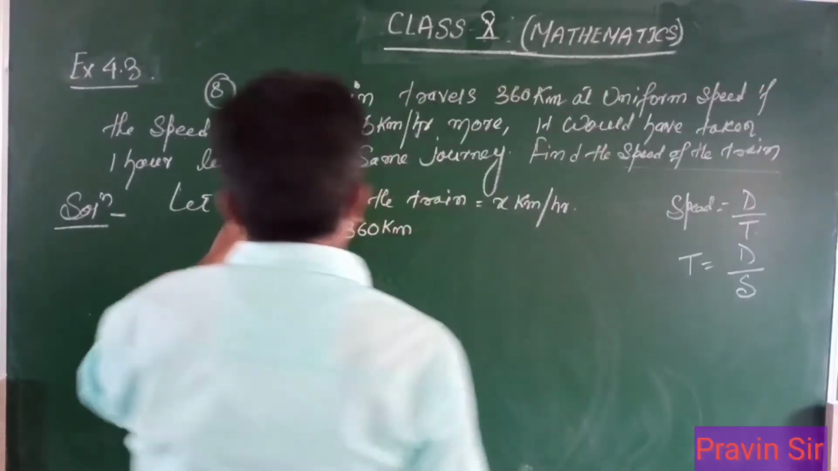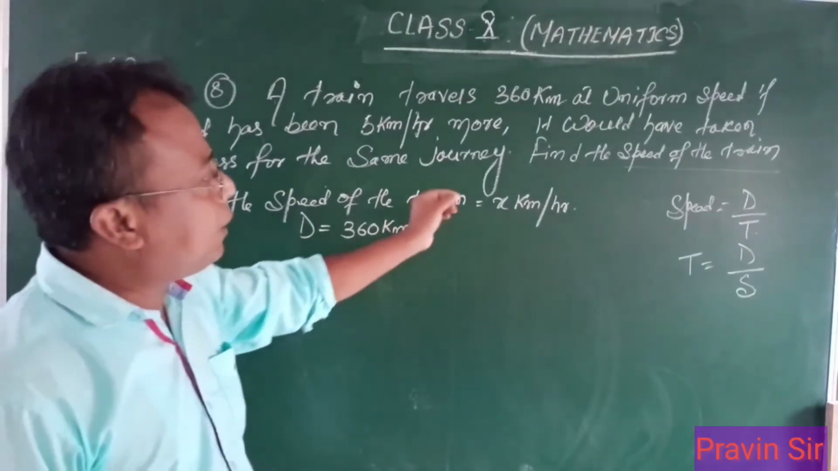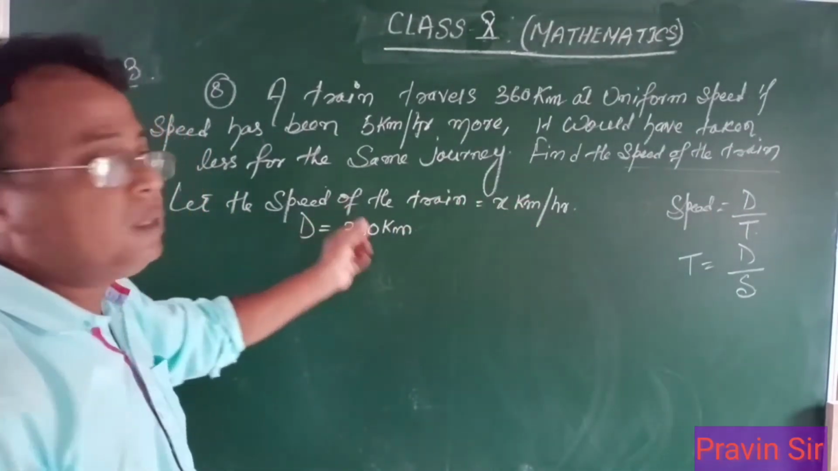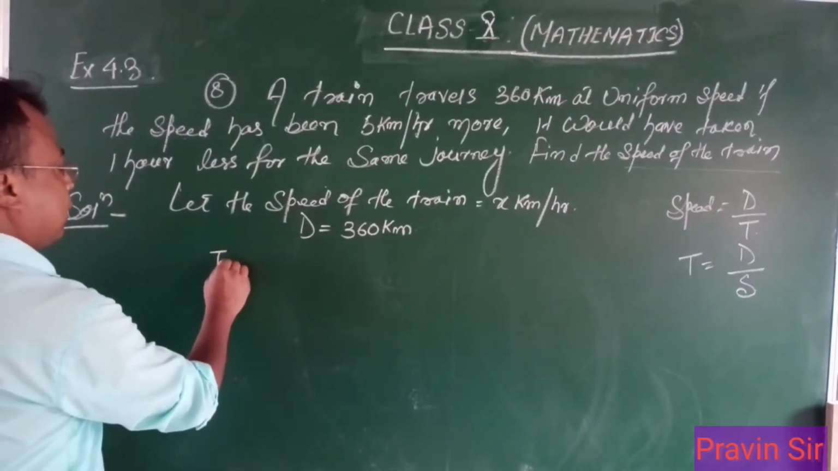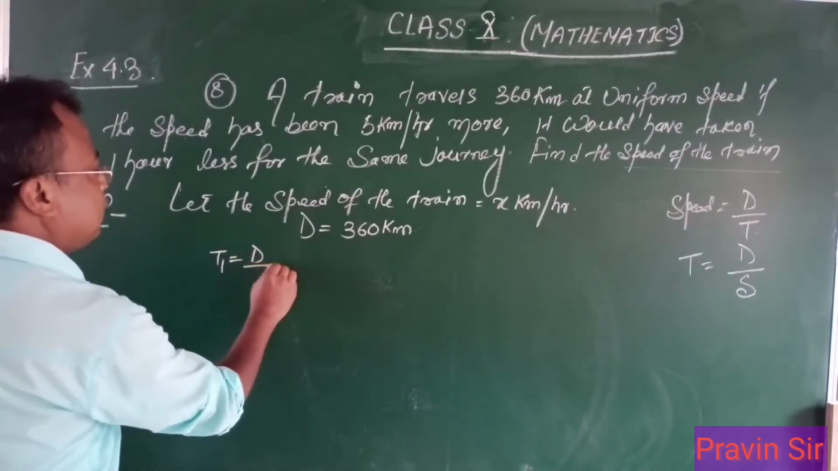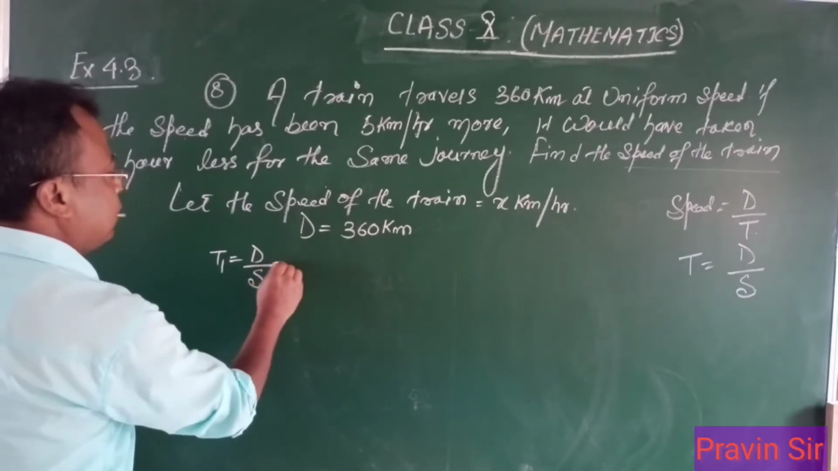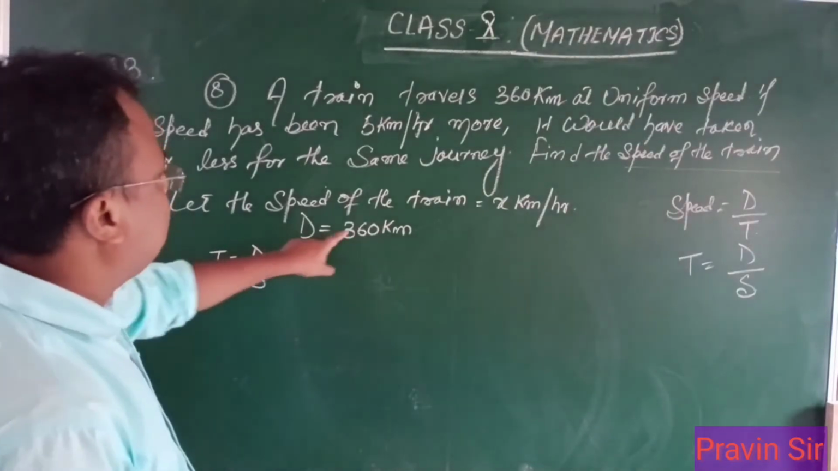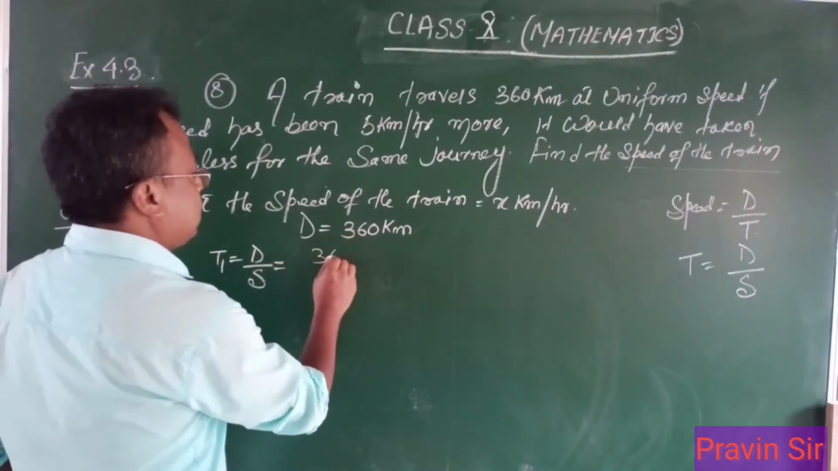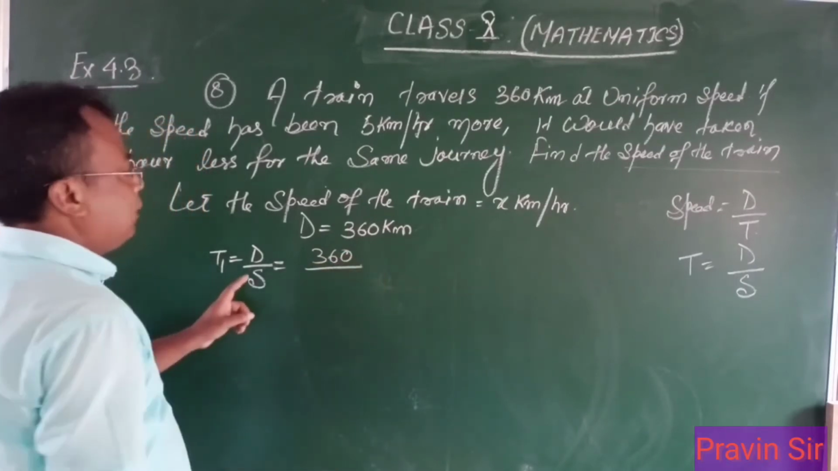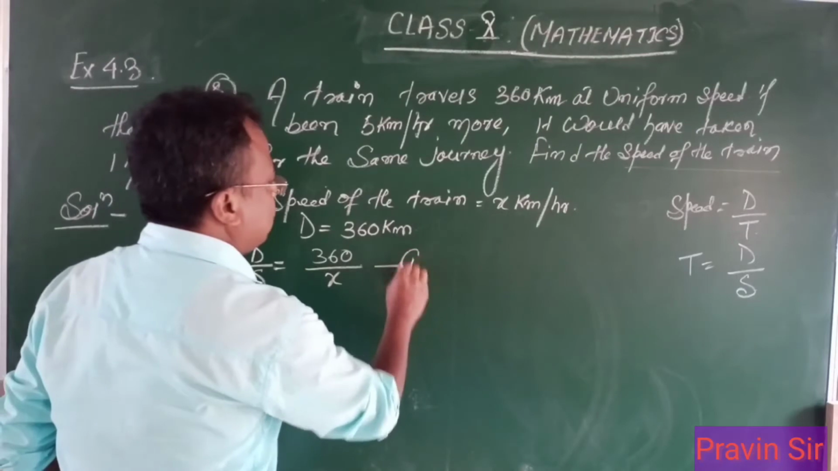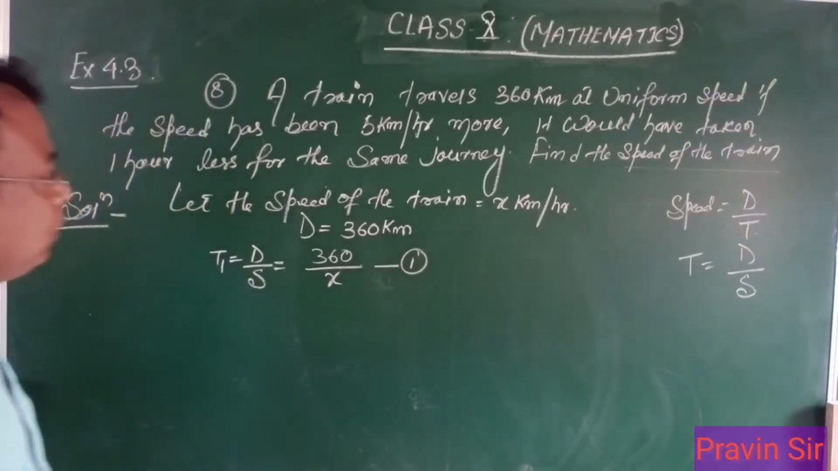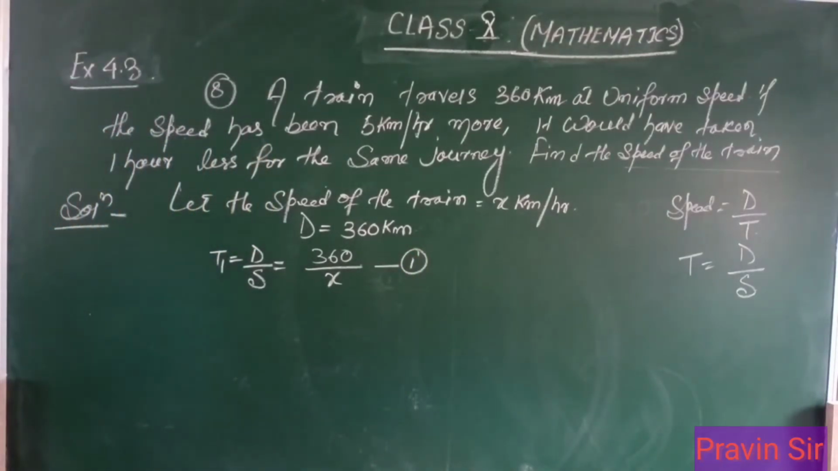Now you see, when the speed of the train is x km per hour and distance is 360 km, then time, what? Time 1 is equal to what? This is t1, means time is what? Distance by speed. So distance is 360 divided by speed. Speed is x. Okay? So T1 is equal to 360 by x. Now let us see the next equation.